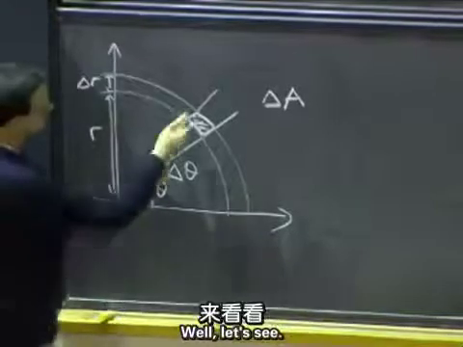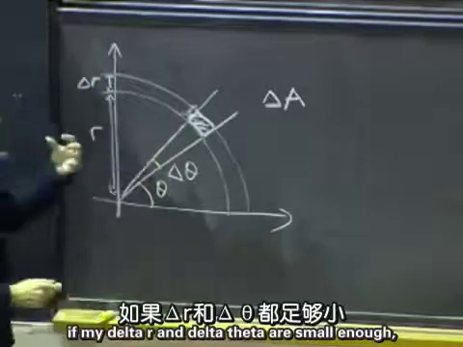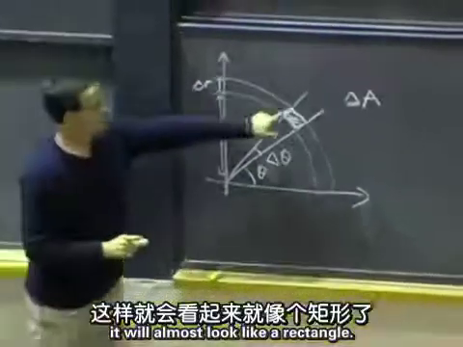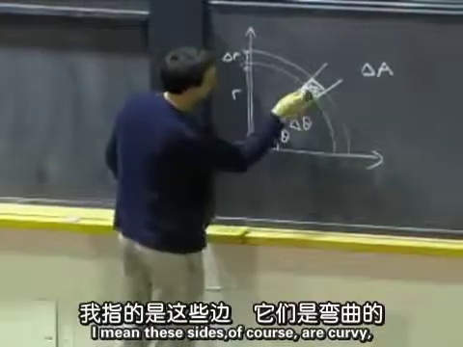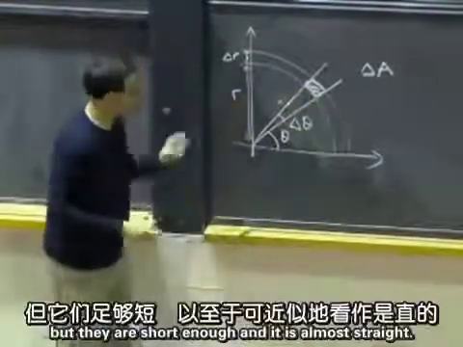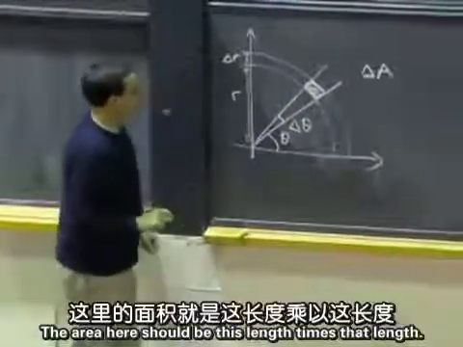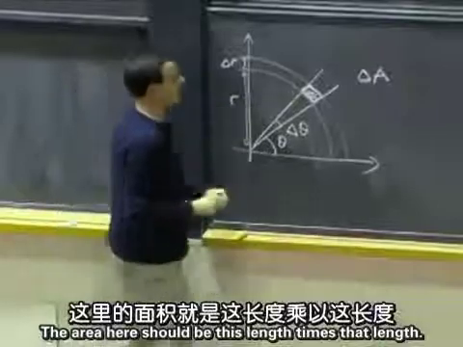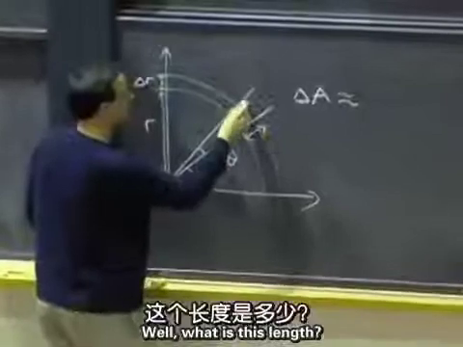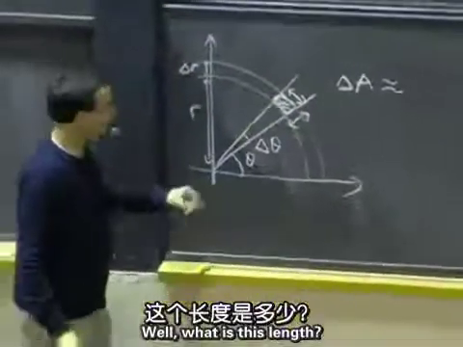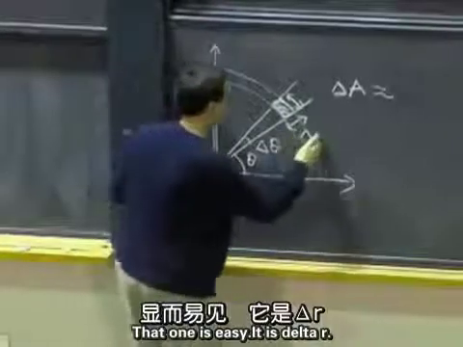Well, let's see. If my delta r and delta theta are small enough, it will almost look like a rectangle. It's rotated, but it's basically a rectangle. I mean, these sides, of course, are curvy, but if they're short enough, it's almost straight. So the area here should be this length times that length. Well, what's this length? That one is easy. It's delta r.